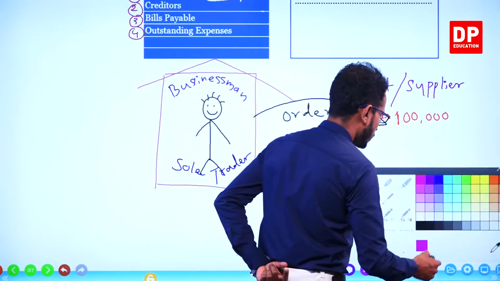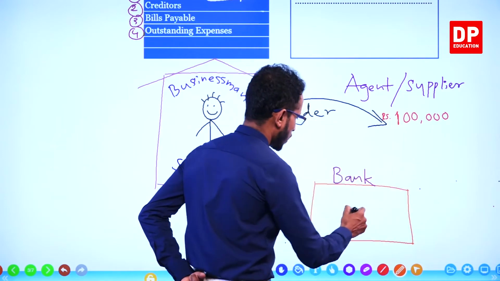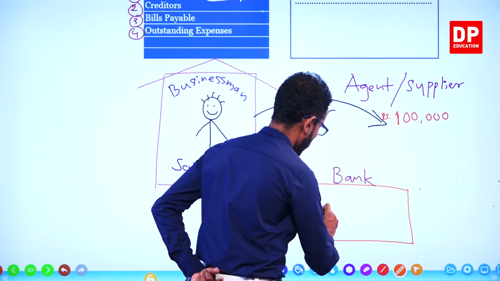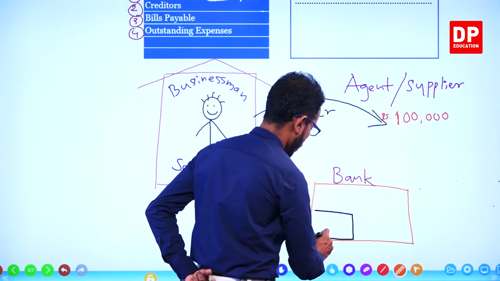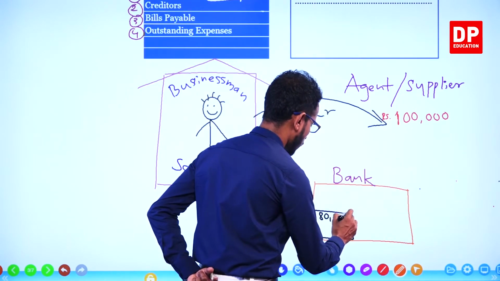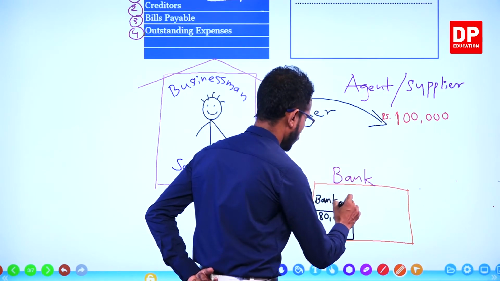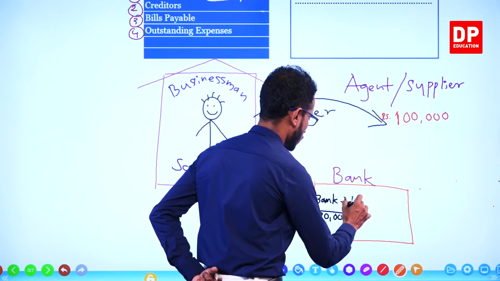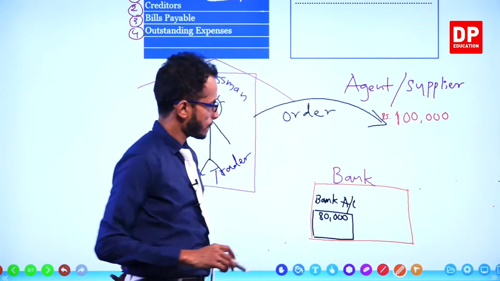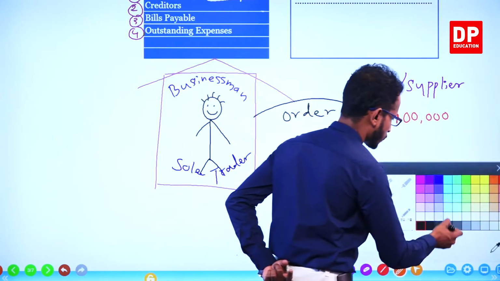But I have a bank account, and in my bank account I have only 80,000. This is the bank account. I have only 80,000.